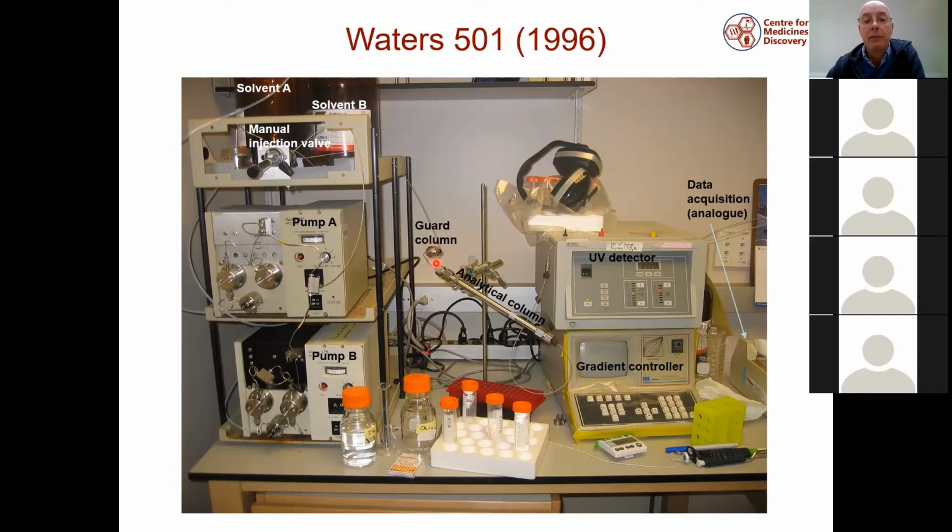Here's your guard column. This is your analytical column. We have a UV detector, and there is a gradient controller to manage these two pumps. And the data acquisition here is analog. This is done with a chart recorder.